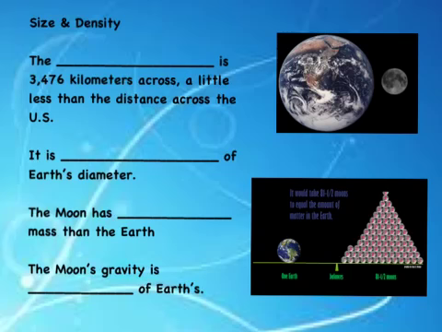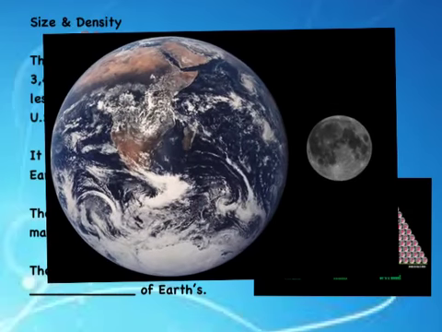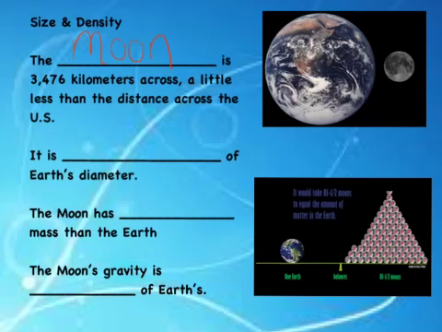When we want to talk about size and density of our moon, we want to talk about a couple of different things. The first thing is our moon is 3,476 kilometers across, and that's a little less than the distance across the United States. If you look at the picture, you can see that our moon is definitely much smaller than our Earth. In your books, we put the 4 moons that go across the diameter of our Earth to show there's a big difference between the two bodies. That brings us to that it is 1/4 of the diameter, 4 moons across the Earth, and the moon has much less mass than the Earth.